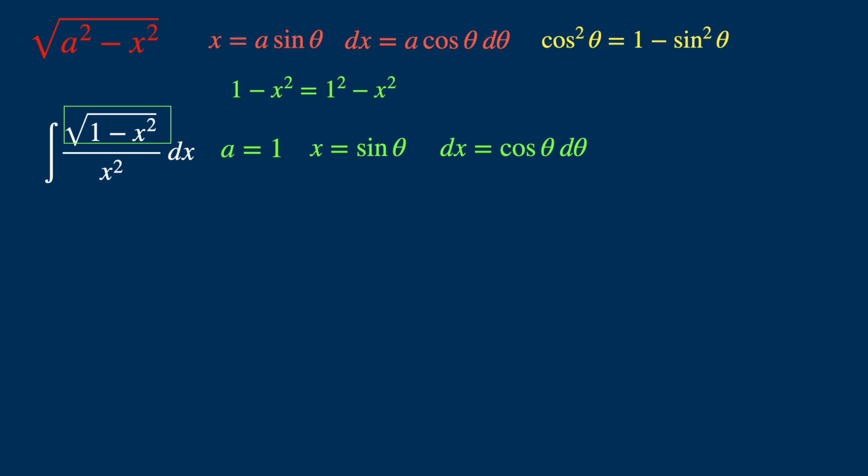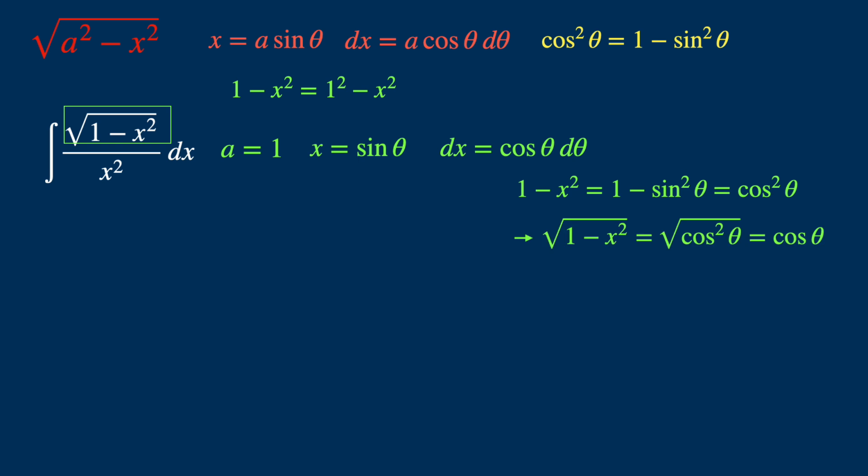Now, let's simplify the square root of 1 minus x squared. So what are you going to do here? In 1 minus x squared, you plug in x equals sine theta. That's going to be 1 minus sine squared theta, and 1 minus sine squared is going to be cosine squared theta. What do we need? We need the square root of 1 minus x squared, so take the square root of both sides. That's gonna be the square root of cosine squared theta, which is cosine theta.